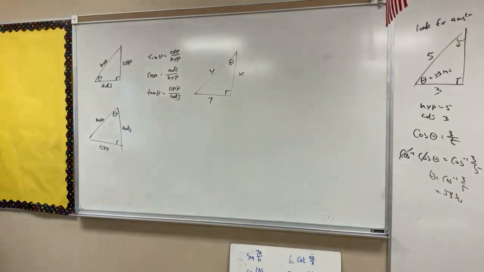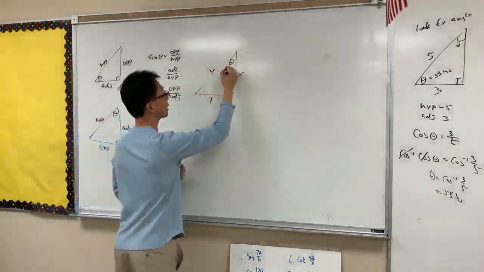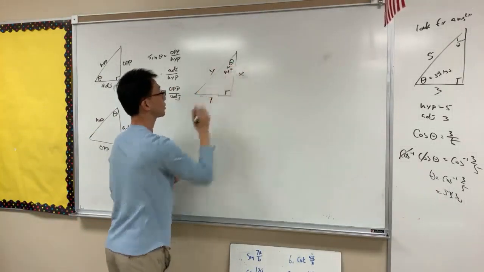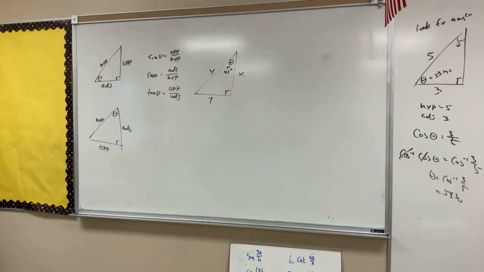And the theta is on the top. Then we're going to figure out what the theta is. Theta is going to be, let's say, 41 degrees. So this one's 41 degrees. I want you to figure out x and y and make sure everybody knows how to do it using the calculator.